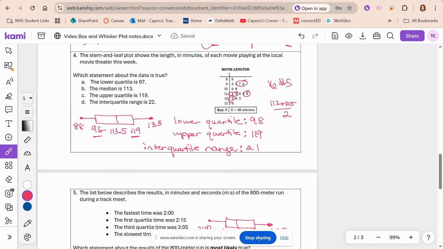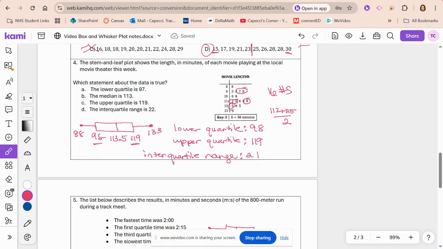Okay, so now that I have all the data points, let's see what it says. It says which one is true. Lower quartile is 97. That's not true. The lower quartile is 98. Median is 113. Close, but not quite there. The upper quartile is 119. That looks good. And let's just double check. The interquartile range is 22, which again is not correct because it's 21. So my answer there is letter C.